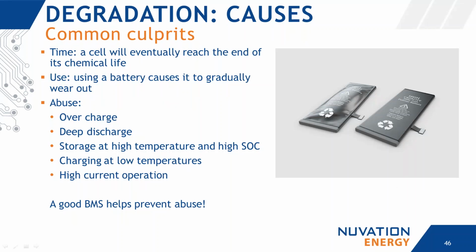Now that we've set up some of the internals of a battery, we have an equivalent circuit we can talk about. Let's look briefly at degradation. What are some of the culprits for this? I like to break it down into three. There's time, there's use, and there's abuse. And we're not really thinking too much about abuse here today. We're assuming basically that you're using a good BMS that's going to prevent most of the abuse, and you've set up your application correctly.